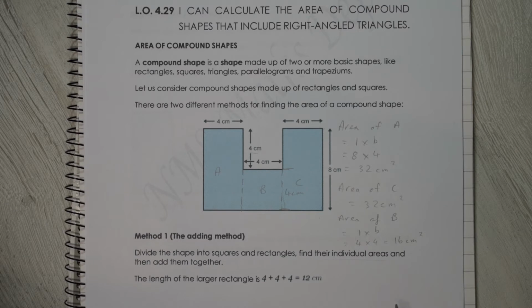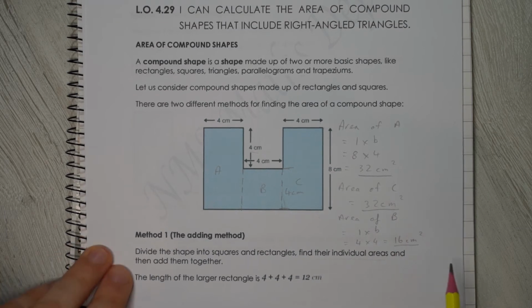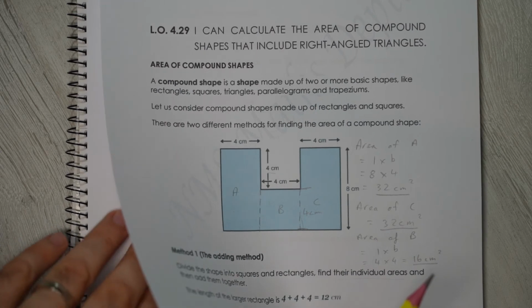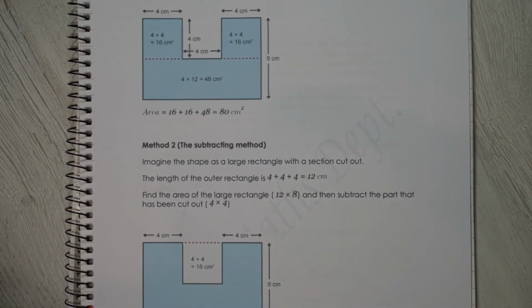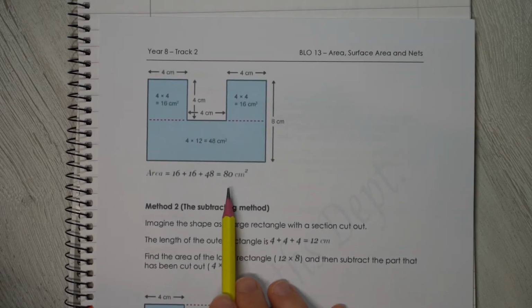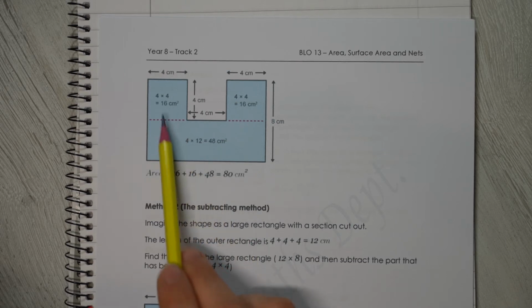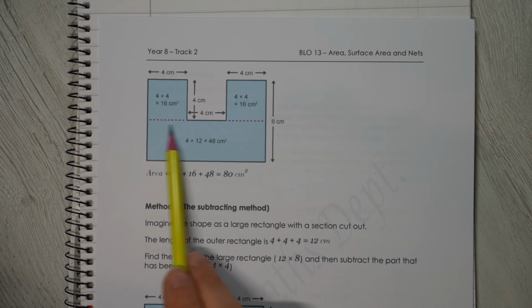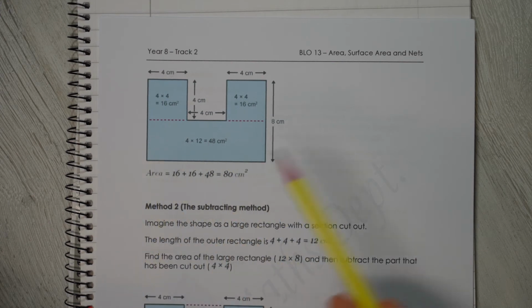Now we have the area of all the parts, so 32, 32, and 16, and we have to add them up. So 32 plus 32 plus 16, which is equal to 80 centimeters squared. Okay. Here you have another method of how when it is divided horizontally, but basically it's the same.